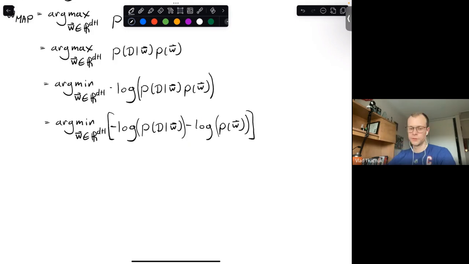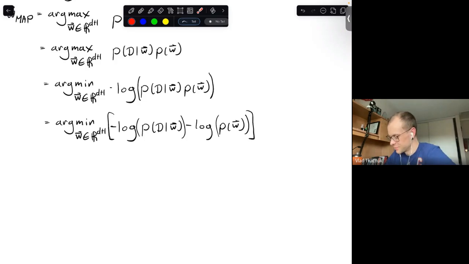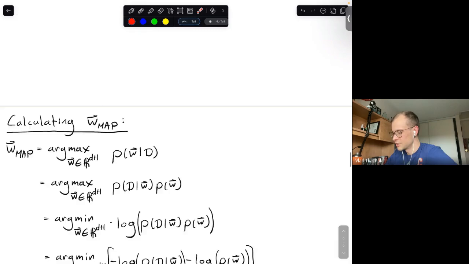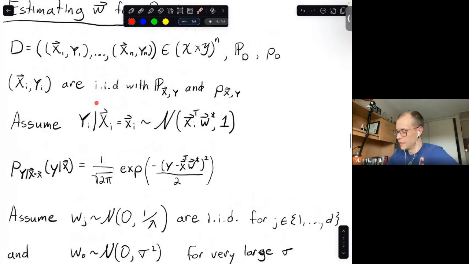Great. So we've got to here. And now we're left with a problem that looks partly similar to the MLE case. In particular, this term is exactly the same term we saw in MLE for this exact problem, because we had the same assumptions on y conditioned on x being normal and so on.